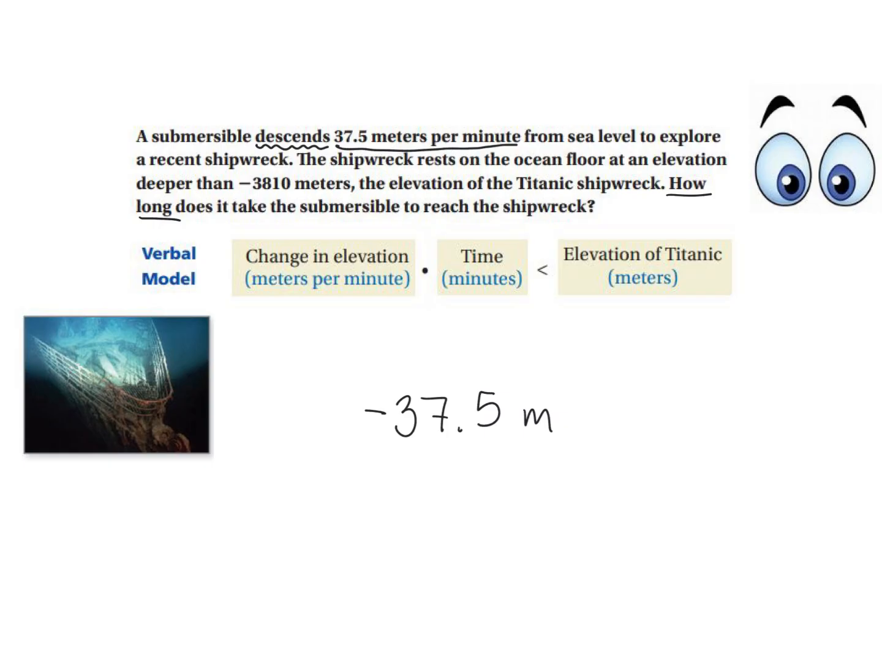And I want it to be deeper than negative 3,810 meters. The word deeper, right, refers to a more negative number. And we know the further we go into the negatives, the smaller we get. So I want my total exploration to go deeper, or to be less than, because of the fact that I am going farther down or further into the negatives than negative 3,810.